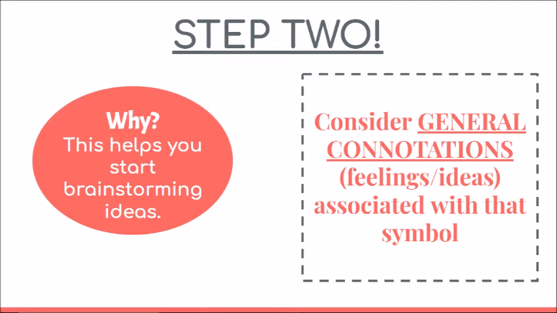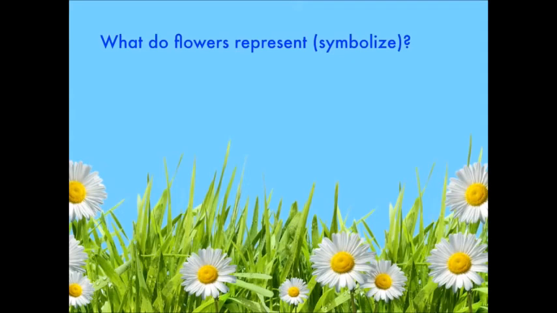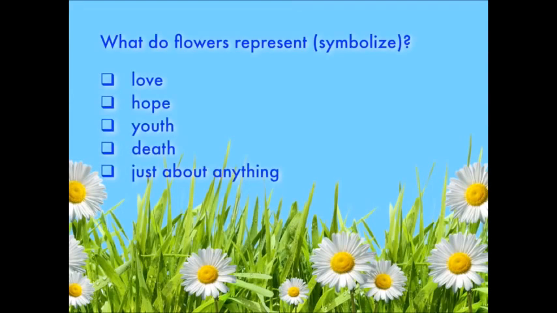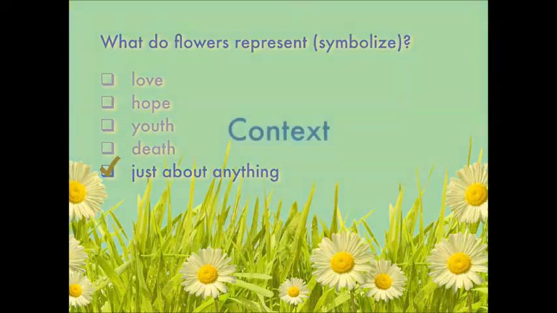Once we find a symbol, we need to start brainstorming general connotations, which are feelings, ideas, or associations with that particular object. For example, in a work of literature, what do flowers represent? Love, hope, youth, death, just about anything? The best answer is just about anything, because what a symbol represents depends on what's around it.